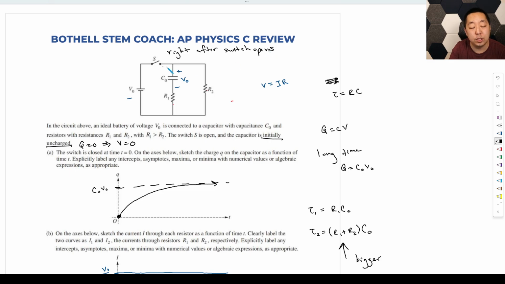It's not like this voltage stays that way the whole time, but right after the switch opens, the voltage cannot change immediately, right? And so the current is going to flow out through here and here. Now, there's a couple ways you can think about it.